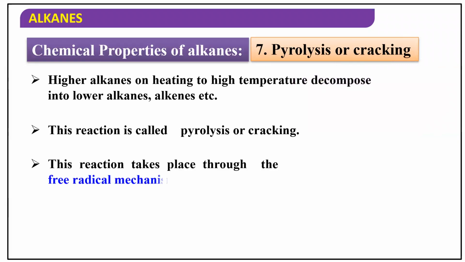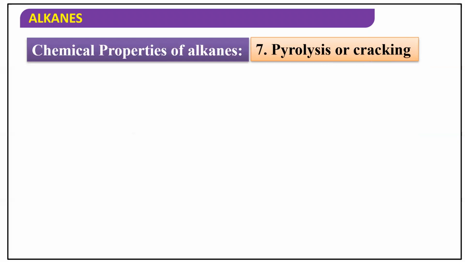This reaction takes place through the free radical mechanism. Now, we've already come across free radical mechanism. Which are the three steps in the free radical mechanism? Yes, initiation, propagation, and termination. Proceeds via free radicals. Hence, you just do not get one product, you get multiple products. Let's take an example.